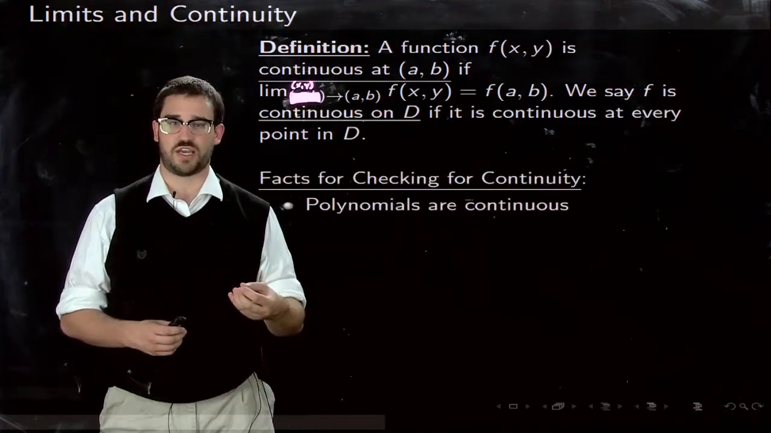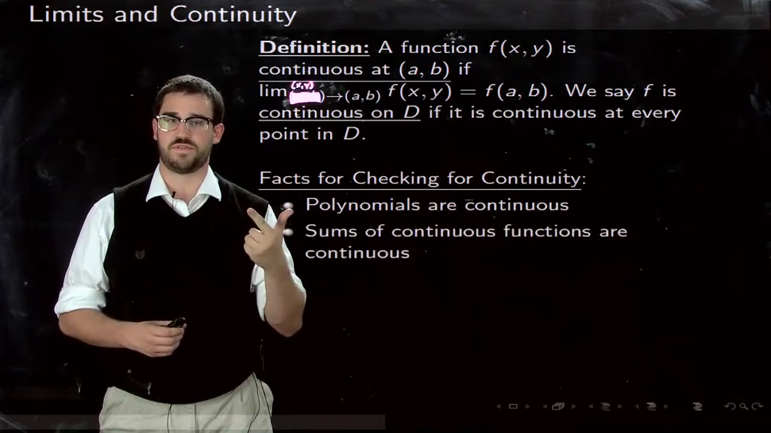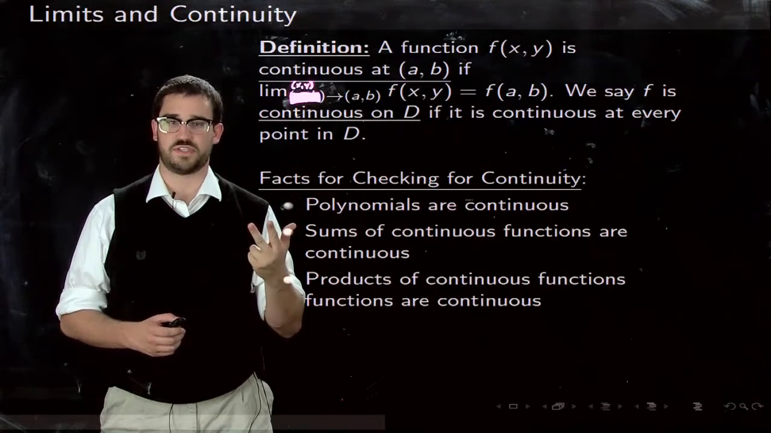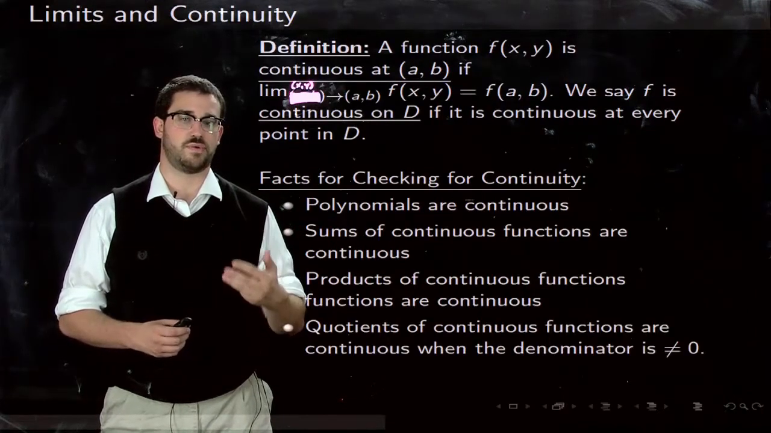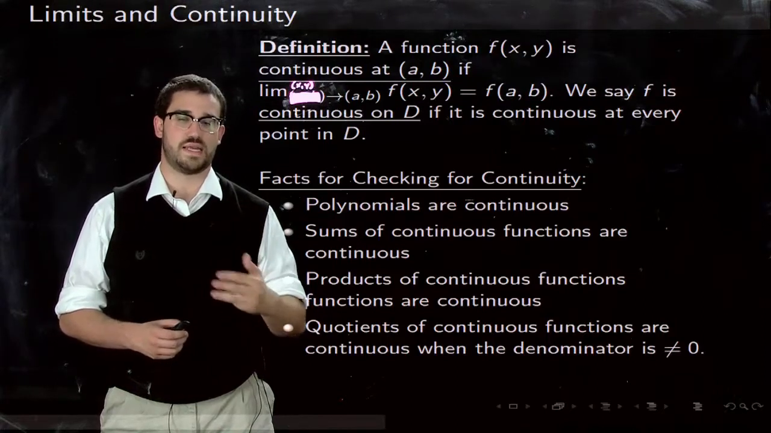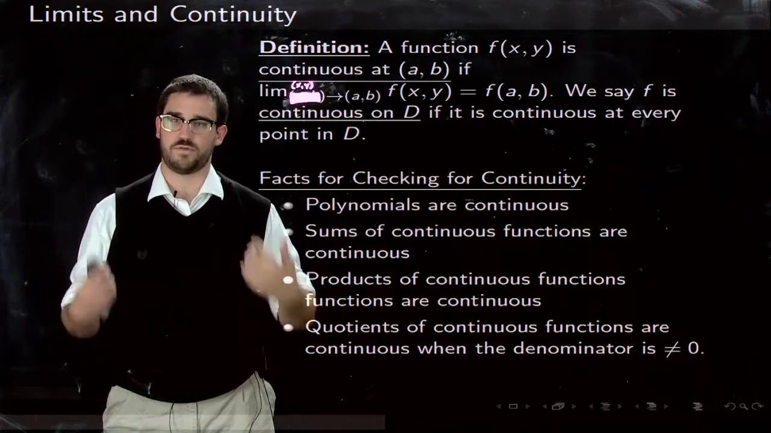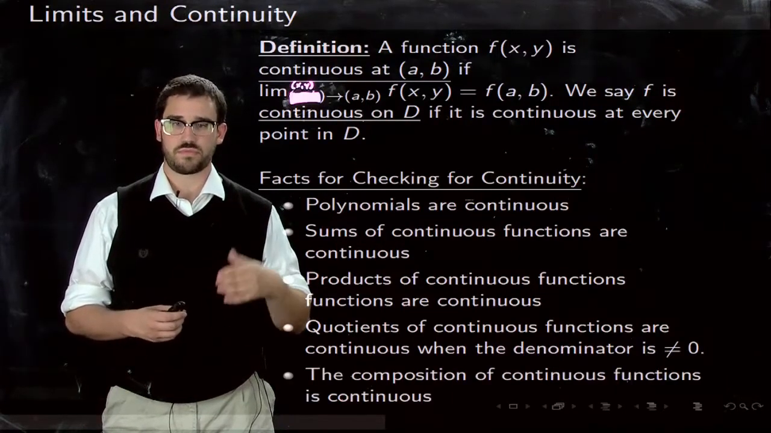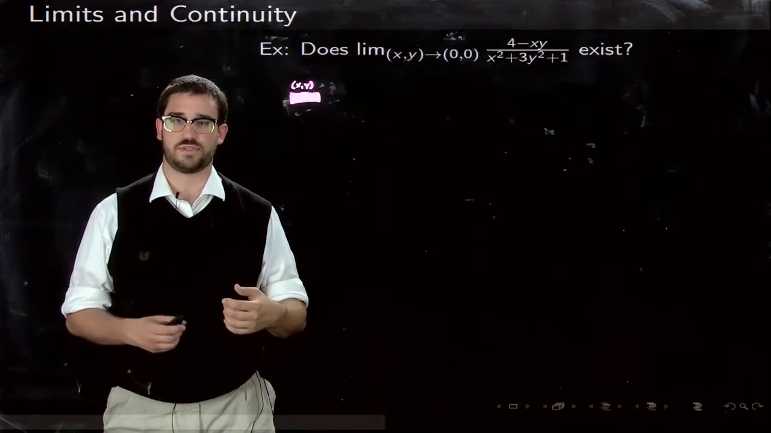So, facts for checking continuity. Polynomials are continuous. Sums of continuous functions are continuous. Products of continuous functions are continuous. Quotients of continuous functions are continuous when the denominator is not equal to 0. So let's use these facts to figure out something about our function better. And the last thing is the composition of continuous functions is continuous.